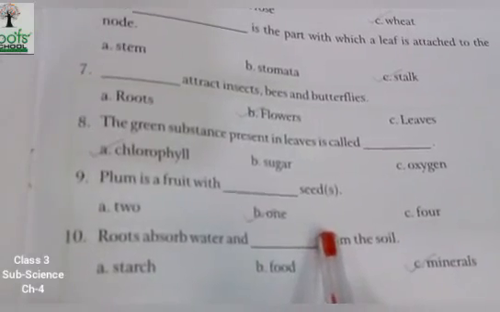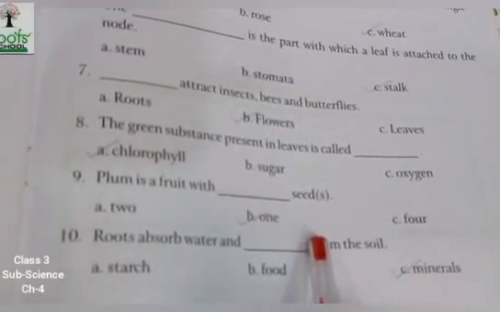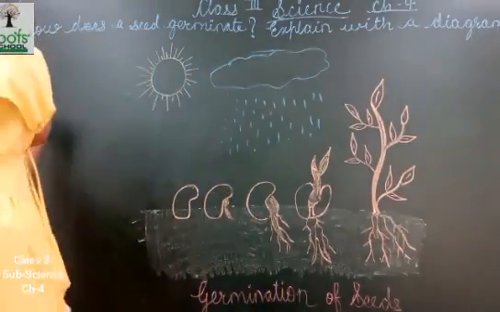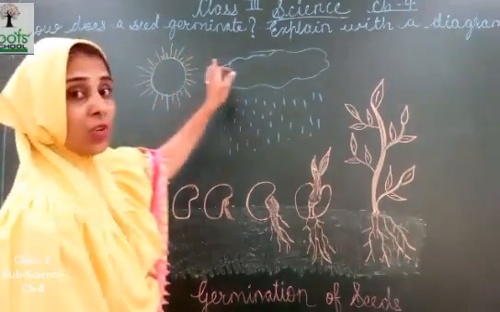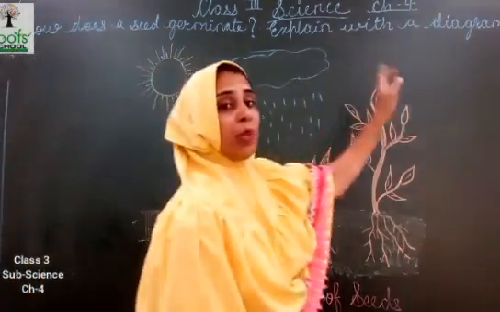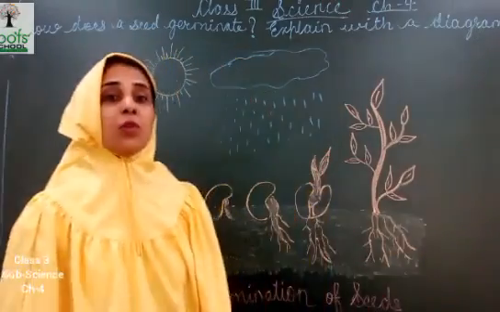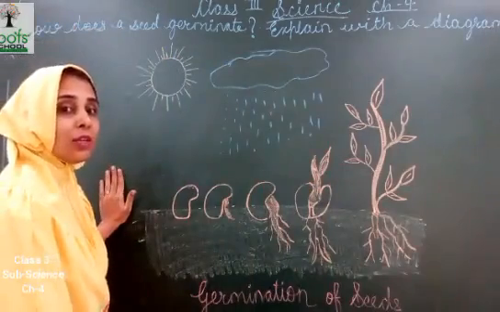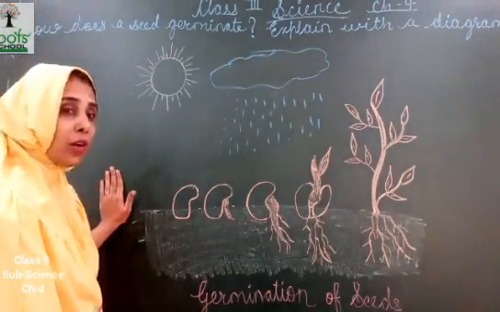Okay, now we will do copy work. In your copies you will write question number 5. How does a seed germinate? Explain with the diagram. This diagram you have to draw in your copy.